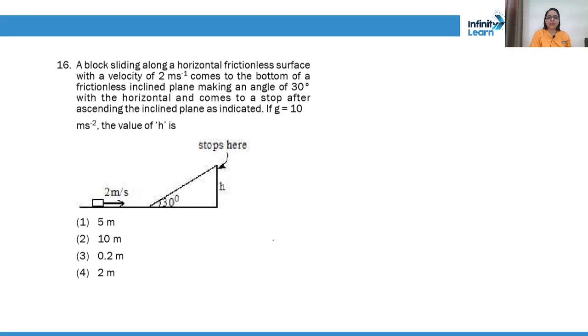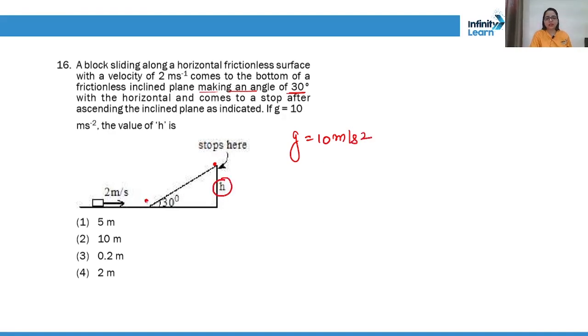Question number 16. A block sliding along a horizontal frictionless surface with a velocity 2 meter per second comes to the bottom of a frictionless inclined plane making an angle of 30 degree with the horizontal and comes to stop after ascending the inclined plane as indicated. Take the value of g as 10 meter per second square. What is the value of h?